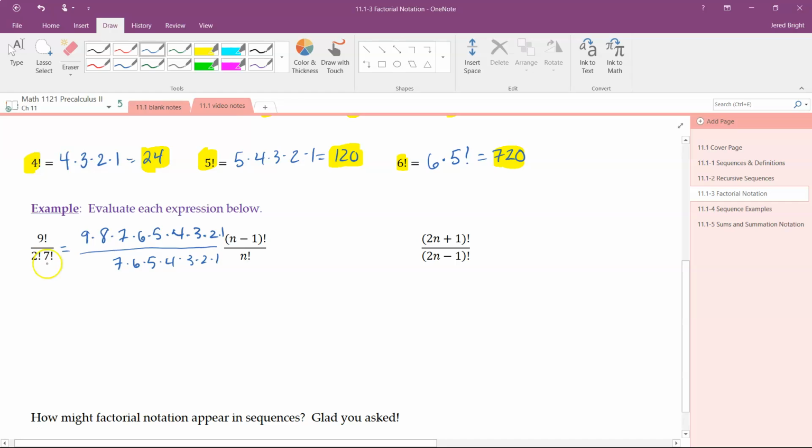And then I also have 2 times 1. Put a different way, this is 9 times 8 times 7 factorial, right? Because 7, 6, 5, 4, 3, 2, 1 is all multiplied together in both the numerator and denominator. And so I have 7 factorial in the numerator and denominator. Those can cancel, and I'm just left with 9 times 8 over 2 times 1. I can certainly reduce here. That's a 4, and I get 36.